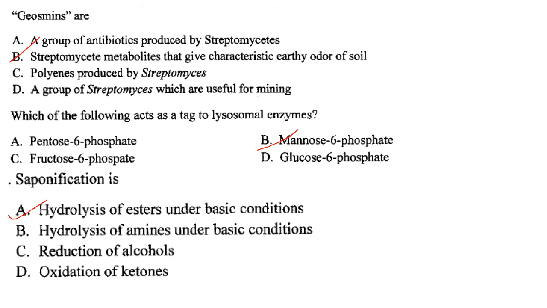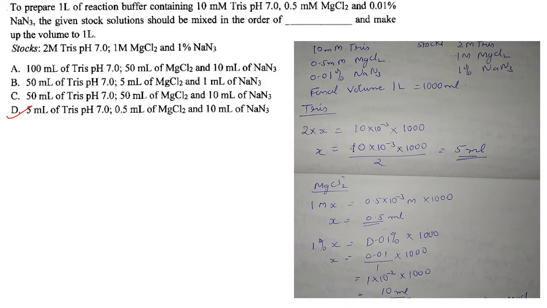Then saponification. Saponification is the hydrolysis of an ester with NaOH or KOH to give alcohol and sodium or potassium salt of the acid. So saponification, answer is option A, hydrolysis of esters under basic conditions. Then next one. To prepare 1 liter reaction buffer containing 10 millimolar Tris at pH 7 and 0.5 millimolar MgCl2 and 0.01% NaN3, the given stock solution should be mixed in the order of dash and make up the volume to 1 liter.